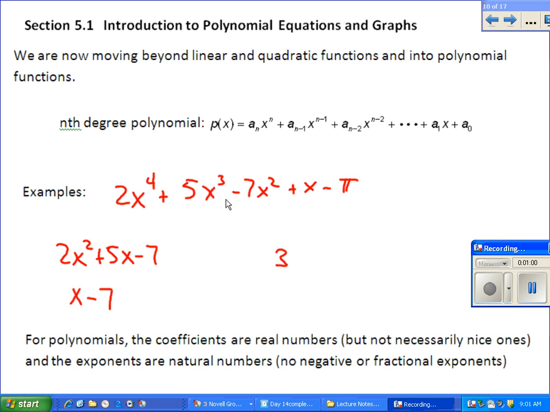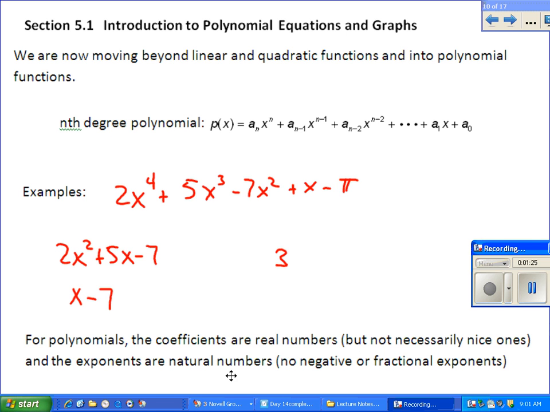We don't have any negative exponents. We don't have any fractional exponents. We're not dividing by x, nothing like that. Any quadratic equation is actually a second degree polynomial because it has degree 2. Any linear equation is a first degree polynomial because it has degree 1. And actually any constant, as simple as it is, can be considered a polynomial of degree 0.